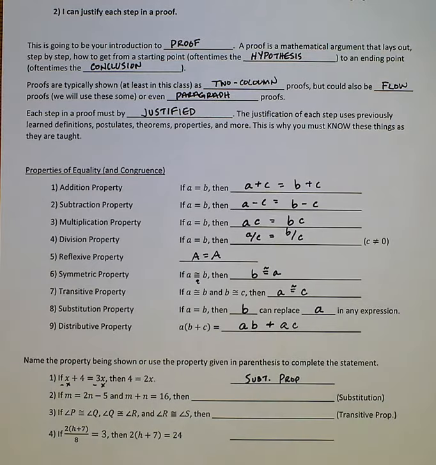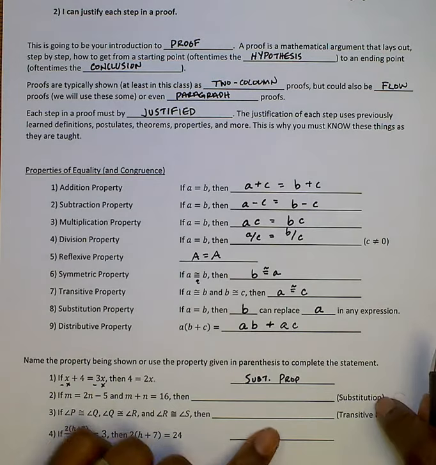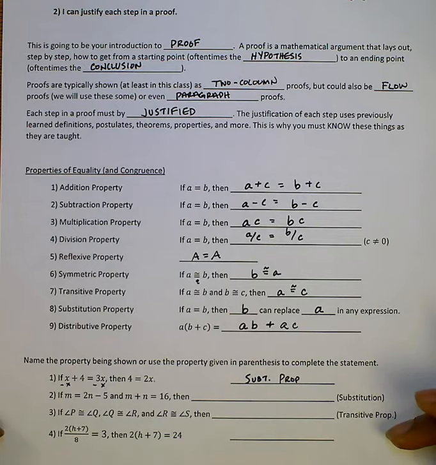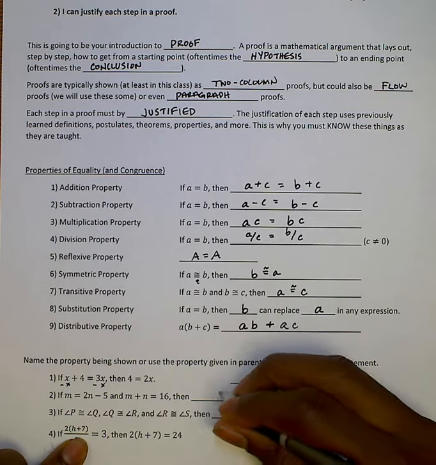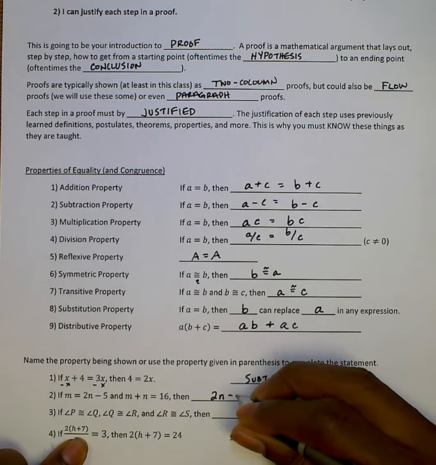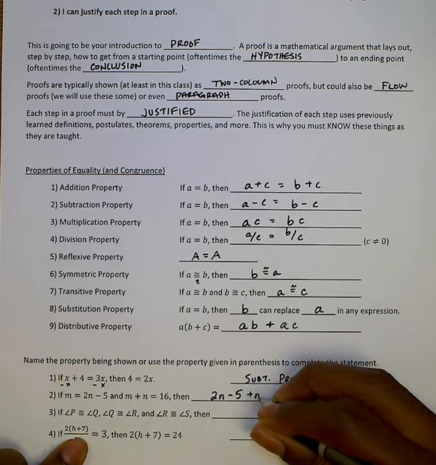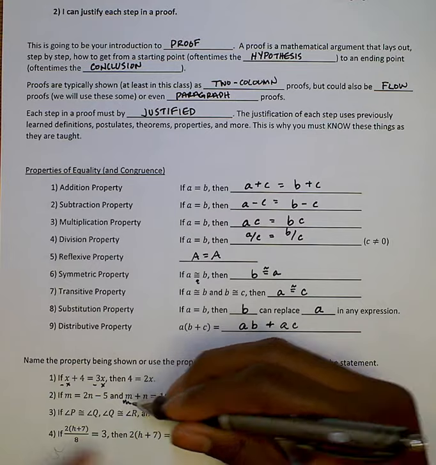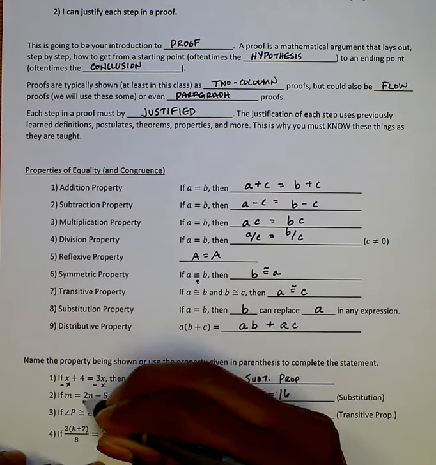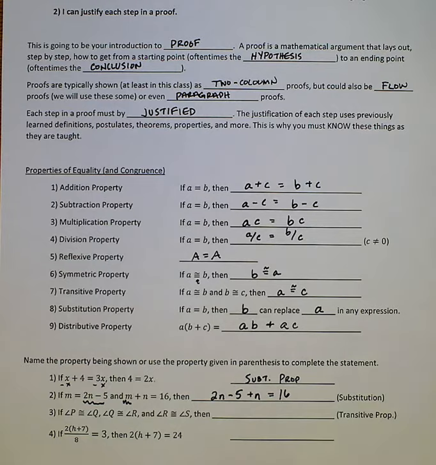If m equals 2n minus 5 and m plus n equals 16, then, now this is telling us to use substitution. We can substitute and say, instead of saying m plus n equals 16, we can say 2n minus 5 plus n equals 16. And so notice that now we substituted, instead of using m, we used 2n minus 5. And this is something that we would do in order to solve this problem.